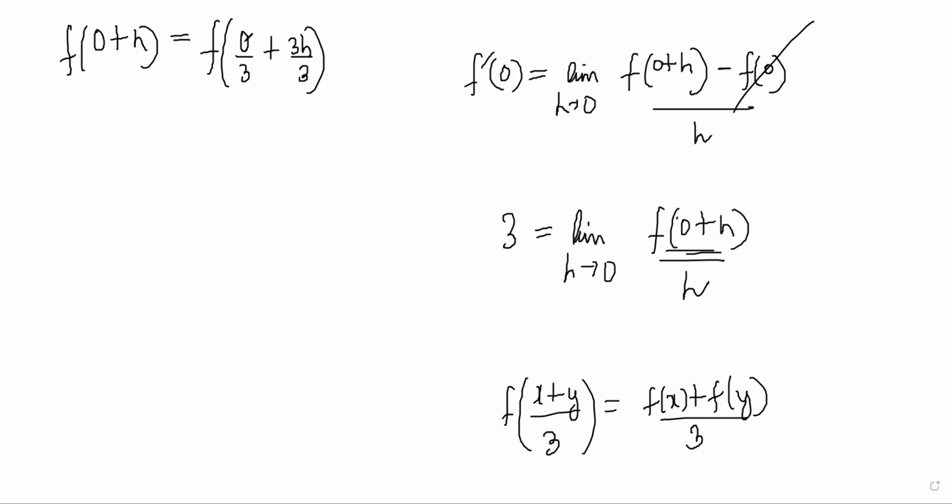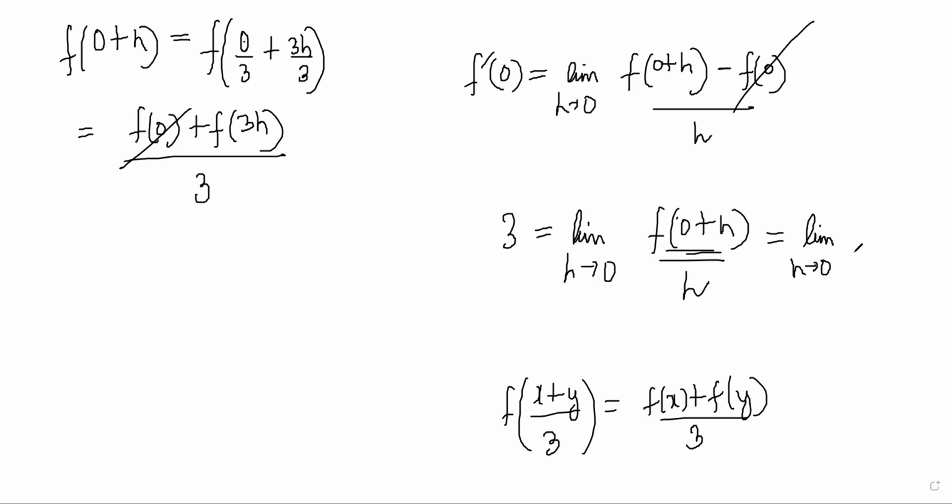So the x is this, y is this, right? So it should be f of 0 plus f of 3h by 3, right? And f of 0 is 0. So you get this as limit of h tends to 0 f of 3h by 3h, right? And that is coming out to be 3, right?